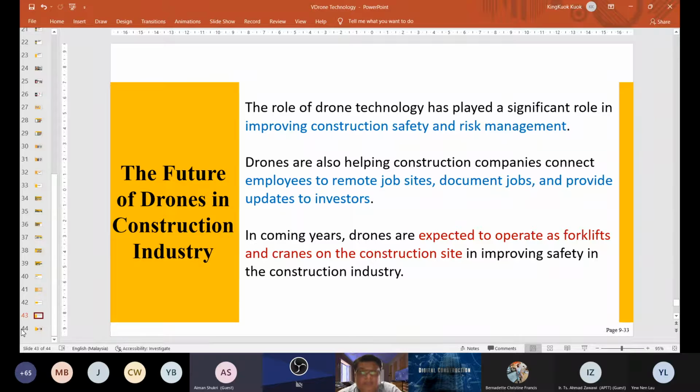And in coming years, drones are expected, according to what I read, to operate as a crane, as a forklift on the construction sites, improving safety for the construction industry. Yeah, I think that's all for me.